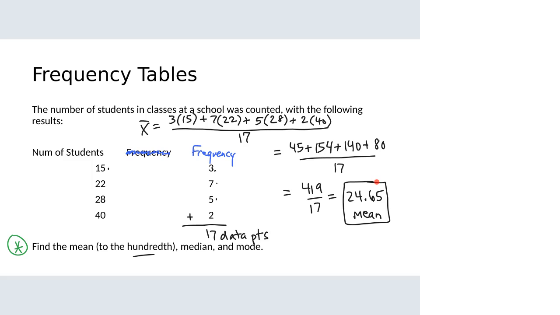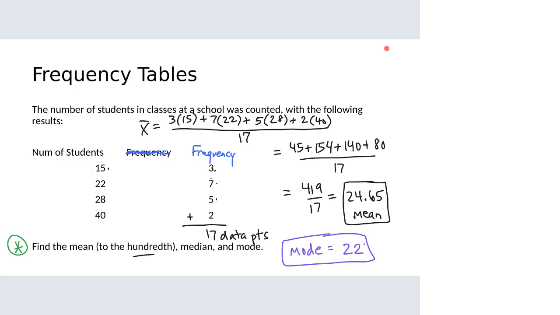We're going to do the mode next. The mode of a frequency table is great. It's just the one with the highest frequency. Whichever one has the highest frequency is the one that occurs the most. Highest frequency is right here, so the data point that occurs the most is 22. So the mode of this data set is 22. Make sure that you report the 22 as the mode, not the 7. The 7 is just how many times it shows up. That's not what's the mode. The mode is the actual data point that occurs the most, which is the 22.